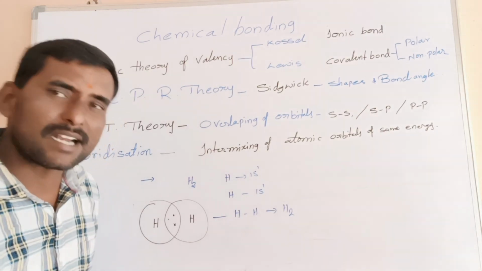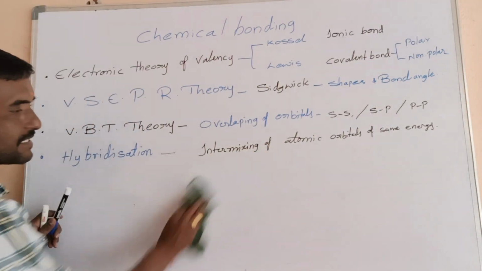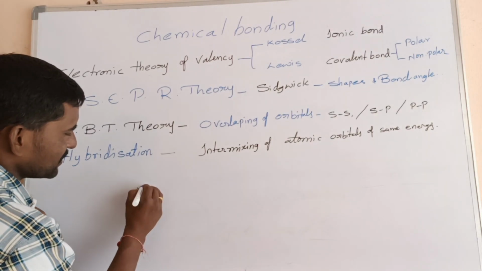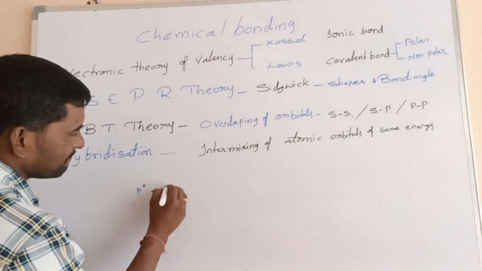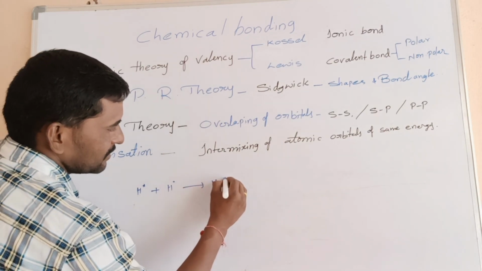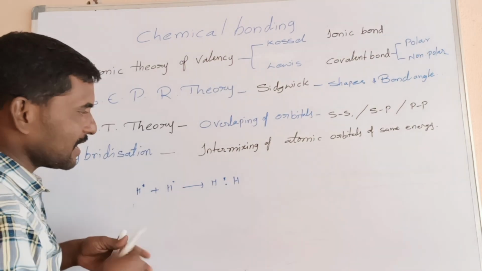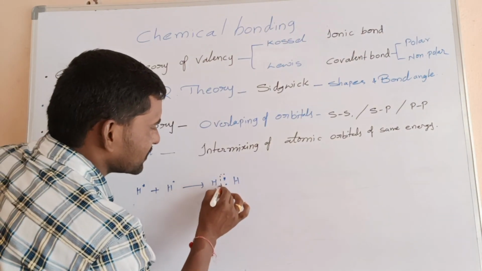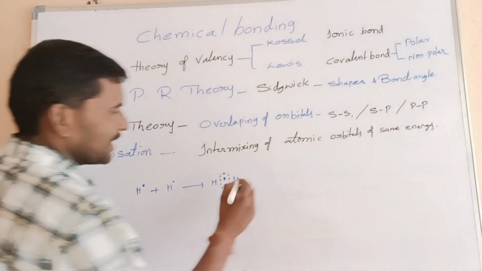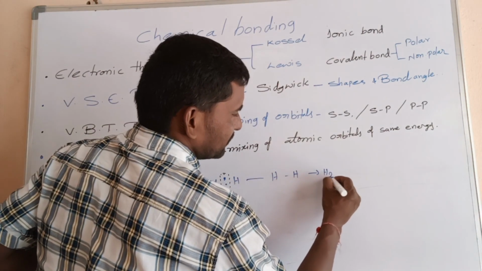Now, if you want to write the Lewis dot structure, I am going to write the Lewis dot structure for the formation of hydrogen. Hydrogen H, I am giving a star, hydrogen dot, and then hydrogen star and dot. These are the bonded electrons which are going to be shared and then form HH, then forms H2.